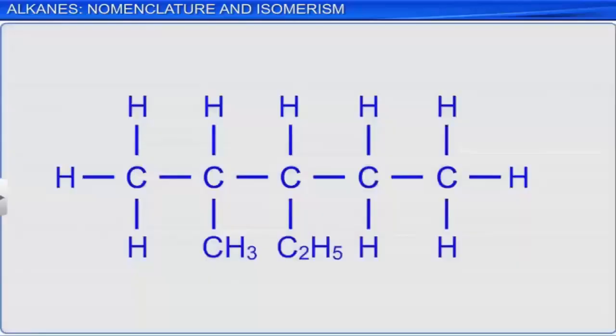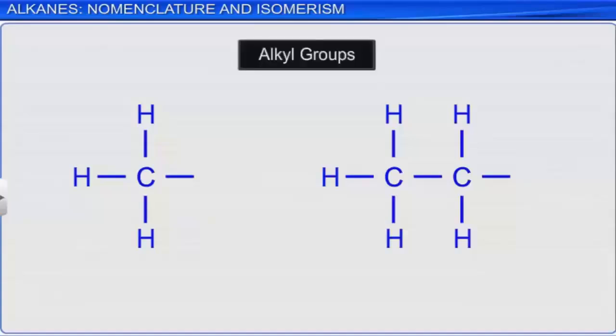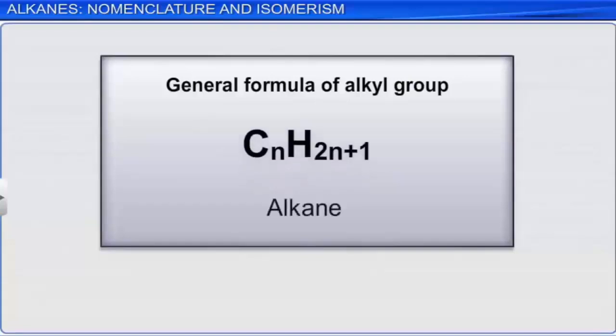We come across many groups like CH3, C2H5 attached to carbon atoms. These groups are derived by removing one hydrogen atom from alkanes and are known as alkyl groups. Their general formula is CnH2n+1. The name of the alkyl group is derived from the name of the parent alkane by replacing the suffix 'ane' of alkane with 'yl'.